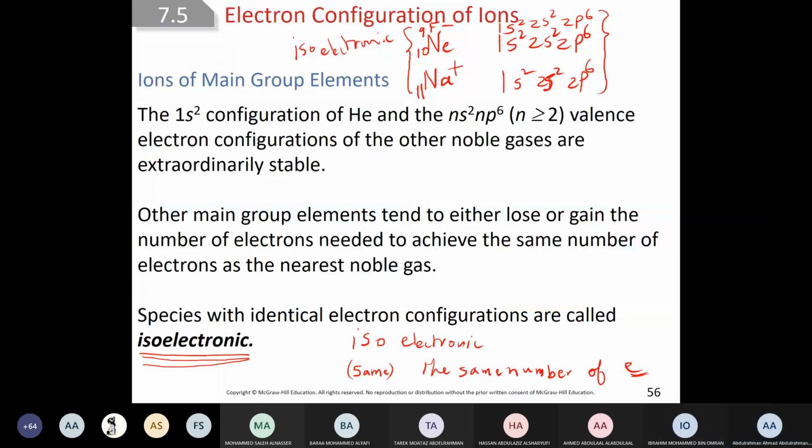Neon. Which one is the smallest in size? Fluorine. Smallest in size. Wrong. Positive. Positive what?